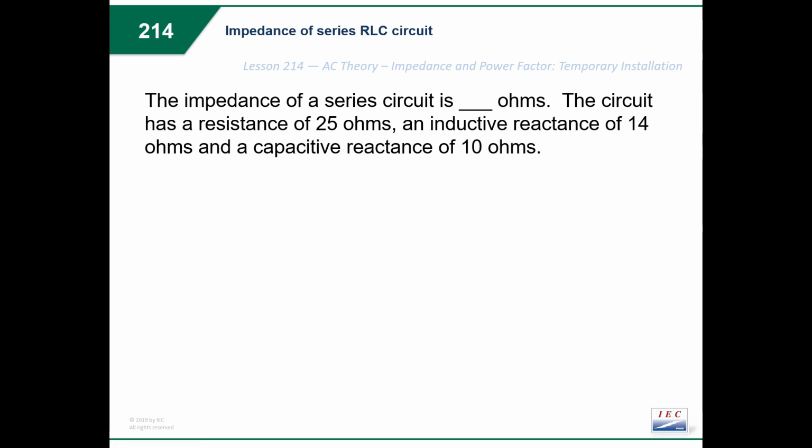So in this problem, the impedance of a series circuit is blank ohms. The circuit has a resistance of 25 ohms, an inductive reactance of 14 ohms, and a capacitive reactance of 10 ohms. And they actually use those values for all these equations we're going to look at, but they use them in different types of circuits, so it changes how we have to approach it.